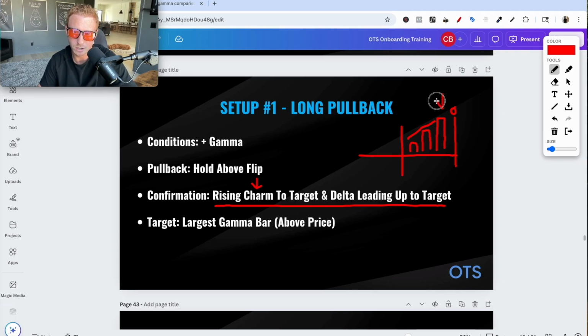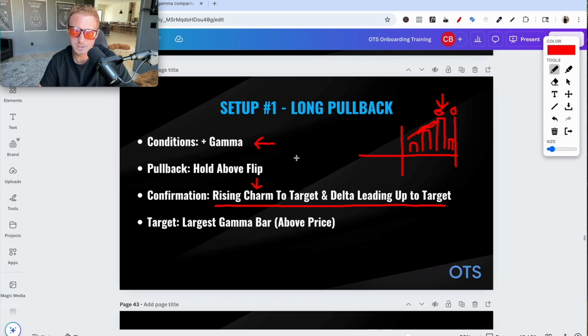And we want the big charm bar to line up with the gamma bar as well, the big gamma bar. That's going to be most ideal, and this is where you want to take profits for sure, especially if it drops off super drastically, because there's a big chance we're going to pull back off of that bar.